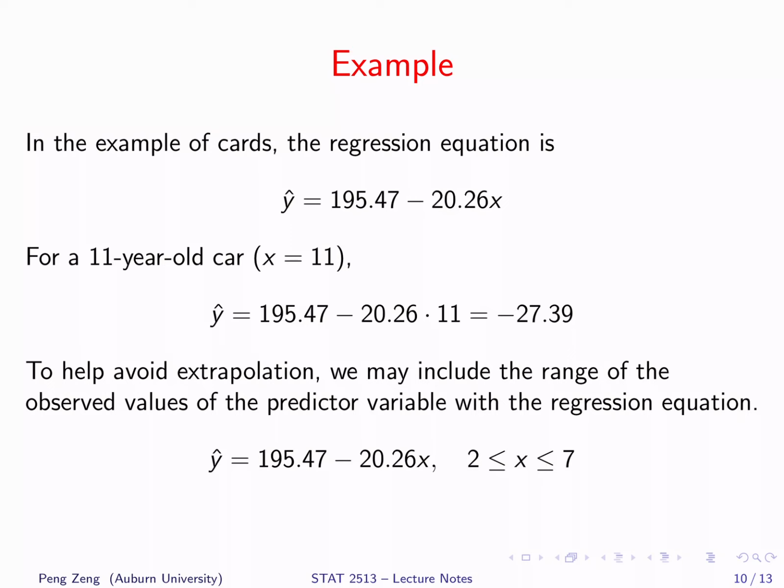In fact, in the data, the range of age is between 2 and 7. If we want to apply the regression equation for prediction, we should restrict ourselves to the range of 2 to 7. To help avoid extrapolation, we may include the range of the observed values of the predicted variable with the regression equation.